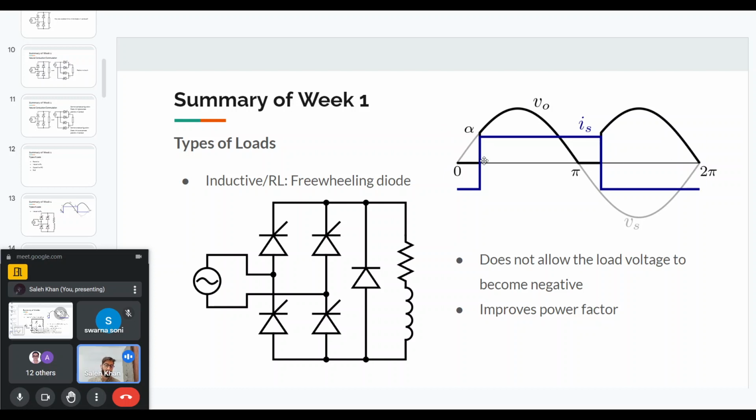But since our input power is the same and our output voltage is increasing, our output power is also increasing. So it basically improves the power factor of the circuit. So that is the advantage of having a freewheeling diode. And this freewheeling diode is only used for inductive loads, because that is where the current is conducting and that is where it has usefulness. So that was for inductive or RL loads.